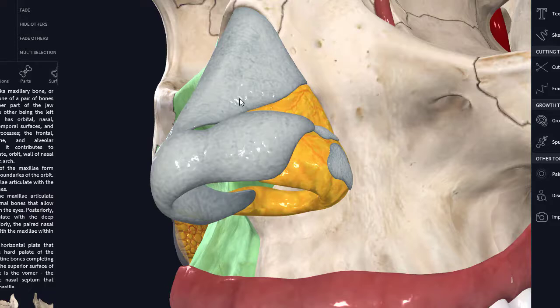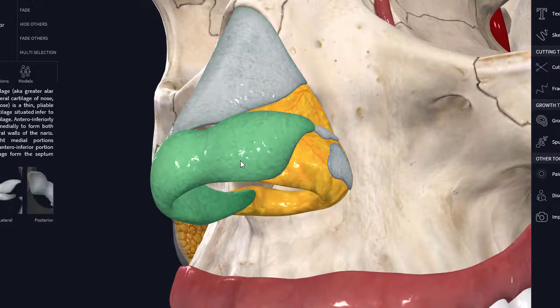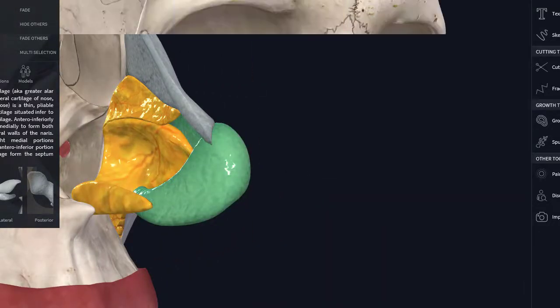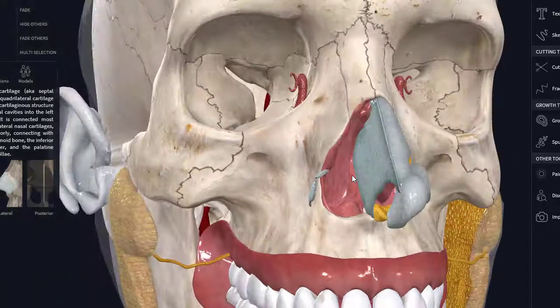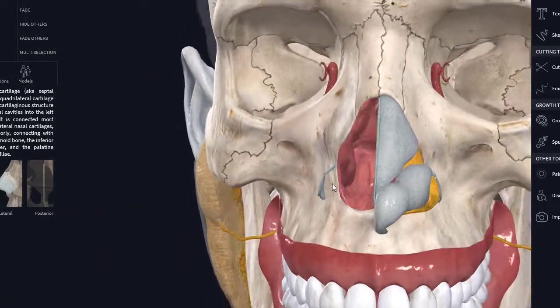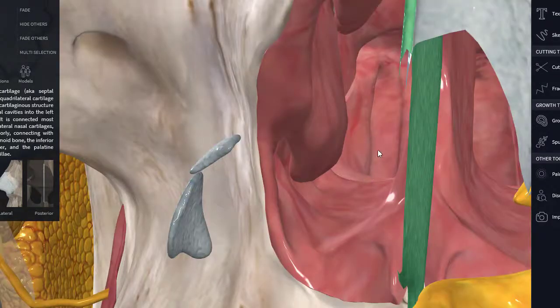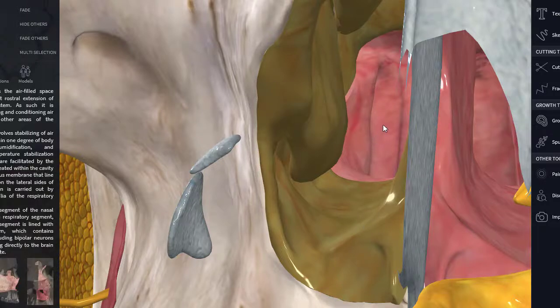And apart from bone, of course, the nose has a lot of cartilage associated with it as well. We're going to have two lateral cartilages, two alar cartilages, and a septal cartilage. And here we go. Here is our septal cartilage. As you can already see now, the entire inside of the nasal cavity is lined with mucosa. And this is very important because this mucosa is always held moist.